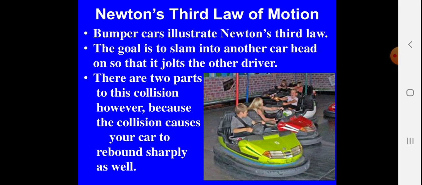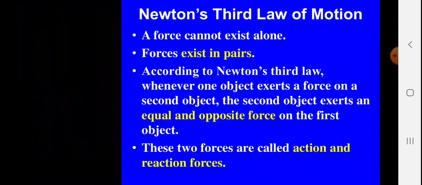There are two parts to this collision, however, because the collision causes your car to rebound sharply as well. So that's why there are cushions in the bumper base. They will absorb all the shock so you don't get hurt.